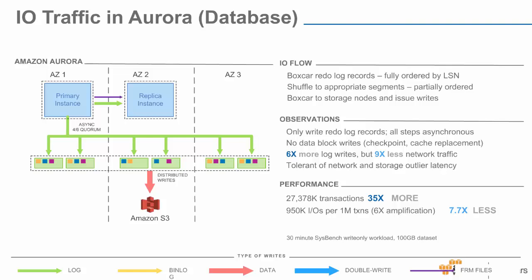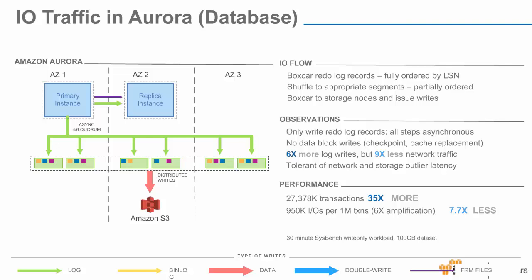So let's see what that does to the overall performance of the Aurora instance versus MySQL instance. You can see we did 27,378 transactions in the same 30 minutes as we compared to MySQL. Remember from the previous slide that for MySQL, we were able to do 780,000 transactions. So this is 35 times more transactions within the same period of time that we were doing the testing.